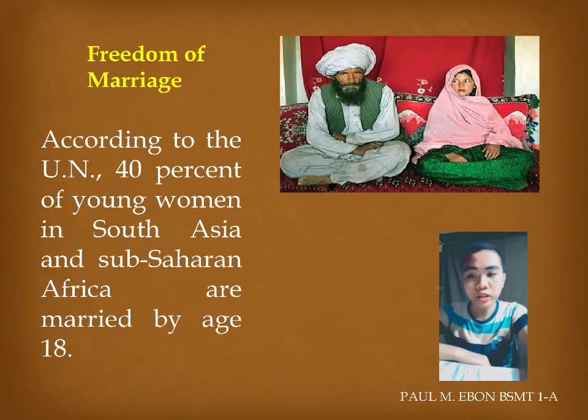The next picture is about freedom of marriage. According to the United Nations, 40% of young women in South Asia and Sub-Saharan Africa are married by the age of 18. Child marriage not only increases the chance of complications in giving birth, which often prove fatal, but also contravenes the fundamental human right of choice of partnership.